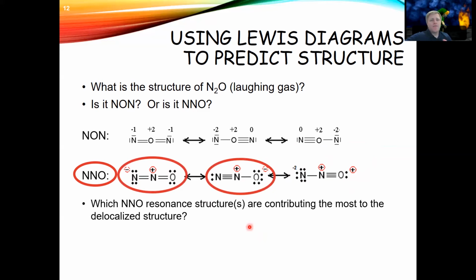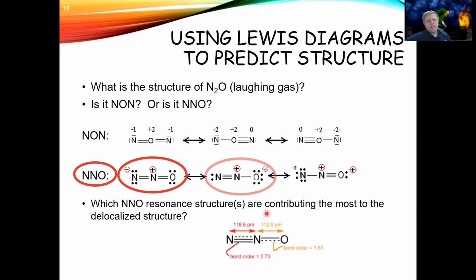And we could take it a step further and ask which of these two is more favorable as well. And then we're going to start thinking, well, which one has the negative charge on the more electronegative species? Oxygen is more electronegative, so we would tend to consider this structure as being more dominant.